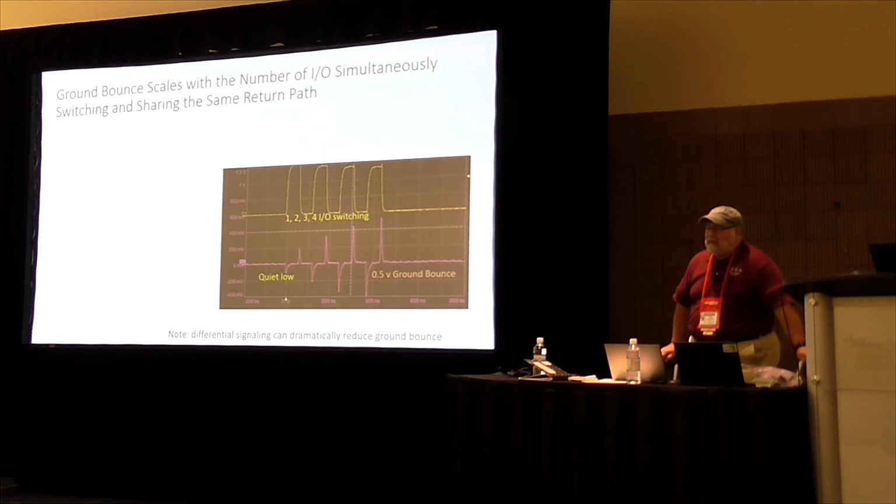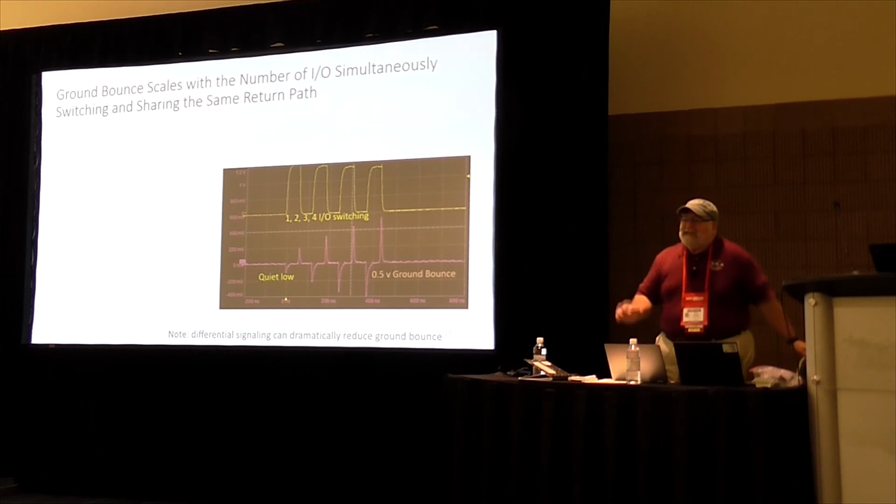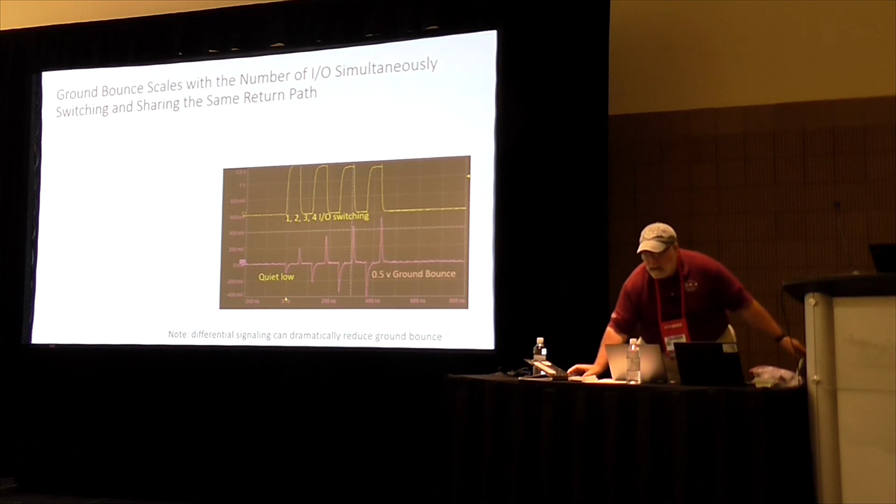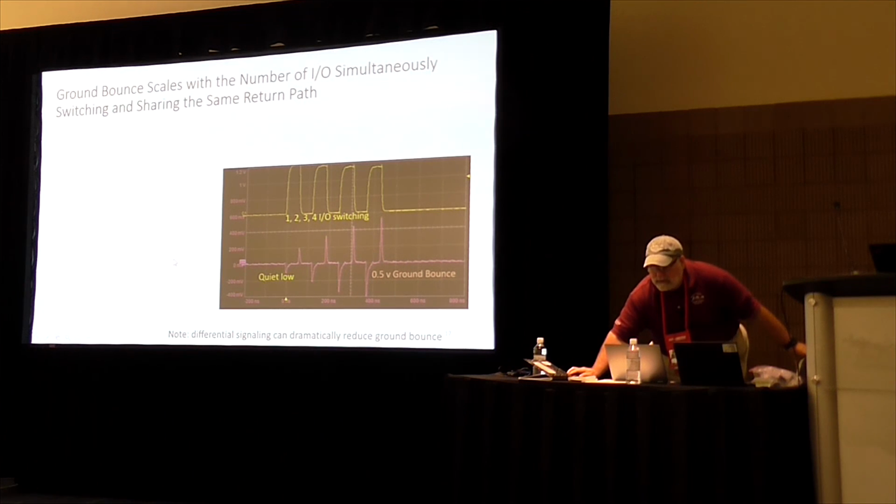Half a volt. This is a 3.3 volt system, a half a volt of ground bounce noise in the victim line. The technical term for that situation is you're screwed. And that's why ground bounce can be such an insidious problem because it can be so large. It scales with the number of I/O that switch, that share that same signal return path loop, and it scales inversely with the rise time.